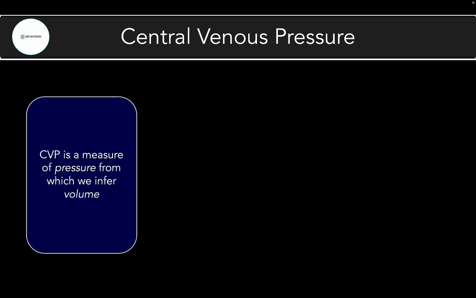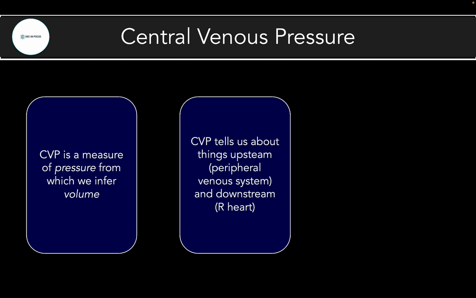Now, we hope to have a dedicated video on this in future, but I'd be remiss not to quickly mention here a couple of commonly misunderstood points about CVP. So firstly, and most importantly, CVP is a pressure, and we often use CVP to infer volume, but clearly other non-volume related things can affect CVP. A really classic example here is pulmonary embolism or tamponade. Neither of these things are volume problems, but they will lead to a high CVP, which will be reflected in the IVC. Next, CVP can tell us about things upstream, so the peripheral venous system, and downstream, the right heart.